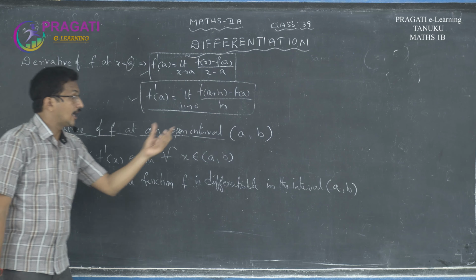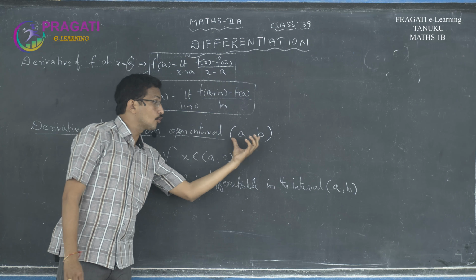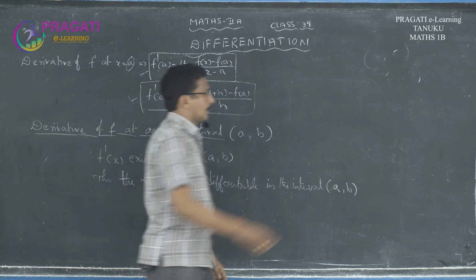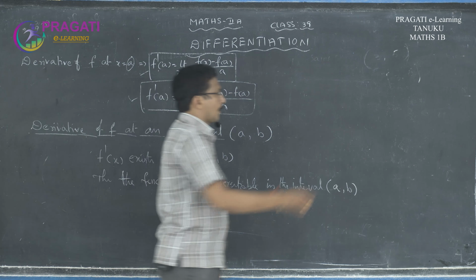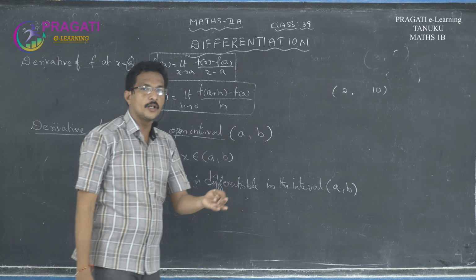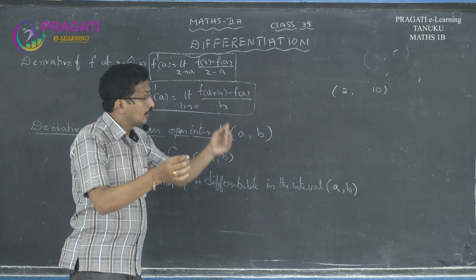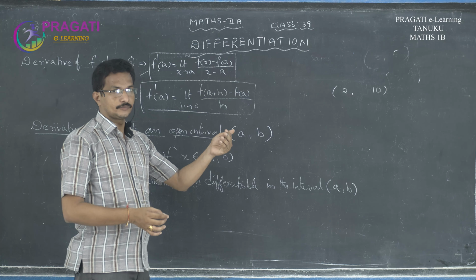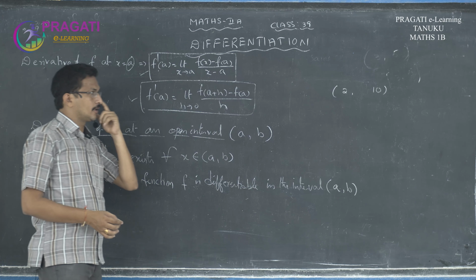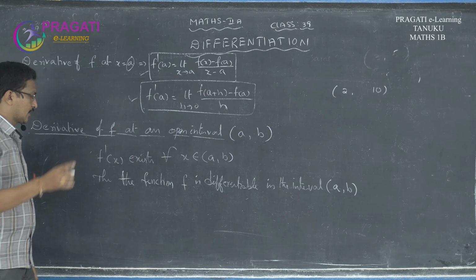How to check in the interval (a, b)? There are so many points that lie between. Here, take the open interval (2, 10). There are so many points: 2, 2.1, 2.2, 2.3, etc., 3, 4, 5, 6, 7, 8, 9, except 10. So we have to check the function at every point. That is how to check.